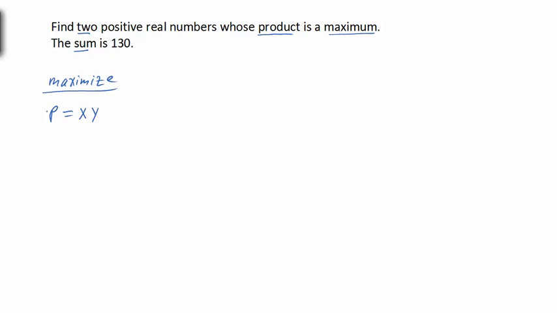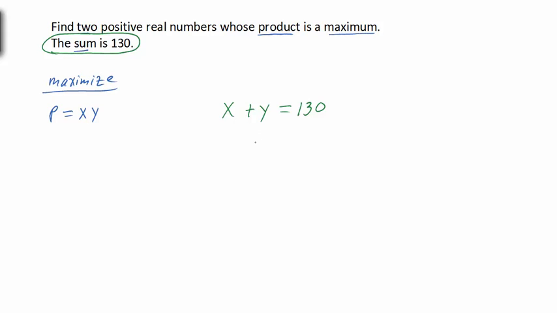Now, we could certainly just go through trial and error and try to work this out, picking numbers that add up to 130, multiplying them together, and finding out what's going to give us the largest value. But we want to set up some equations to make it a little bit easier. Well, they tell us that the sum of the two numbers is 130. So that means that if we take one number, x, plus the second number, y, the sum is going to equal 130.